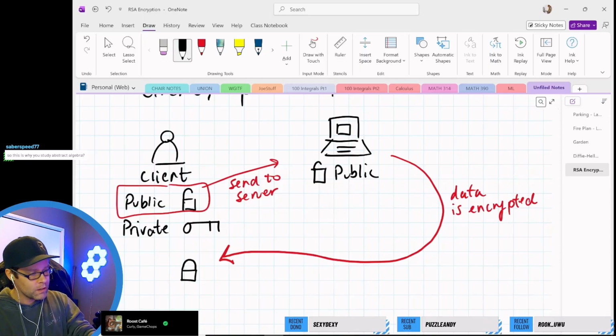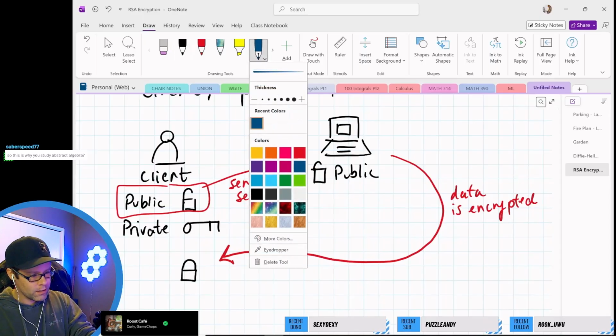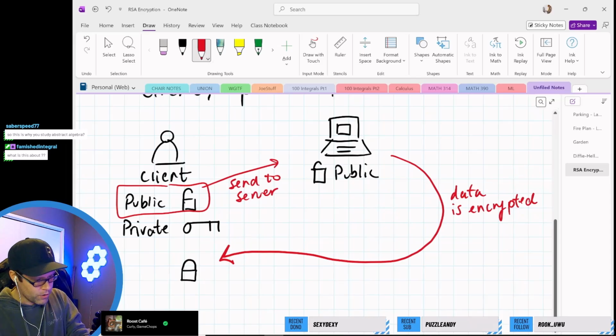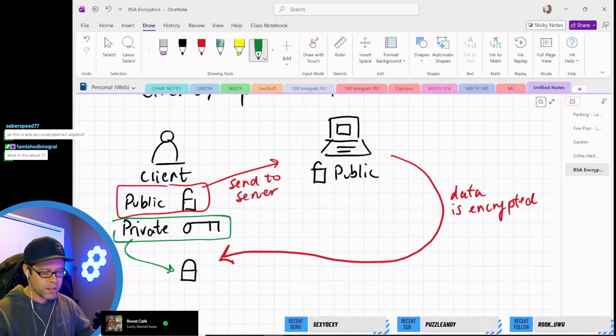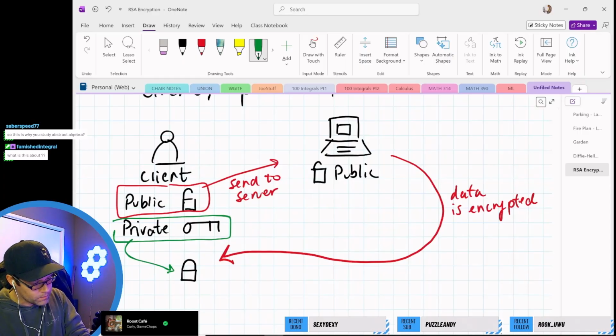It's the private key. So kind of the last step here, let me just pop this back to green. Now the private key is going to act on that encrypted information, and we're going to be able to unlock that.